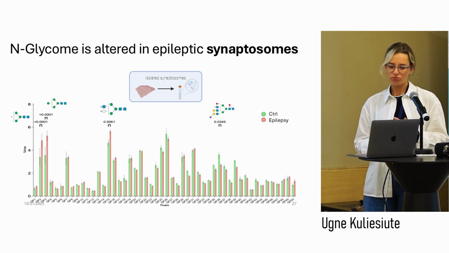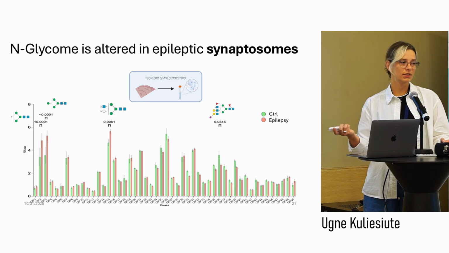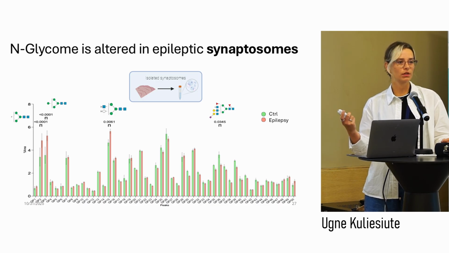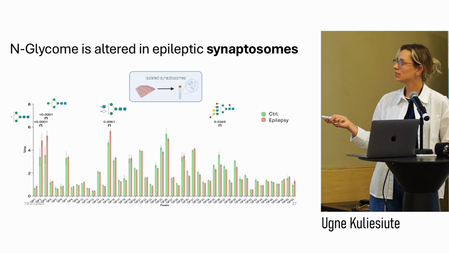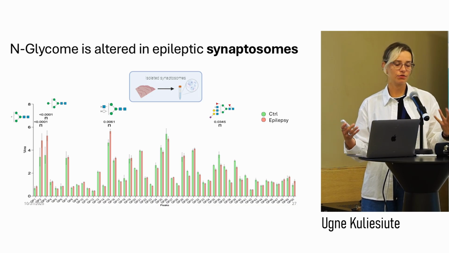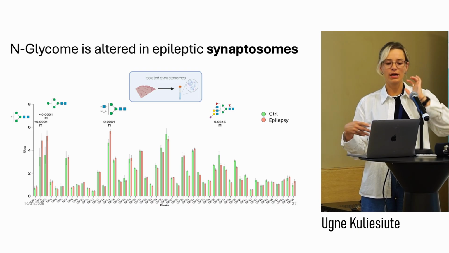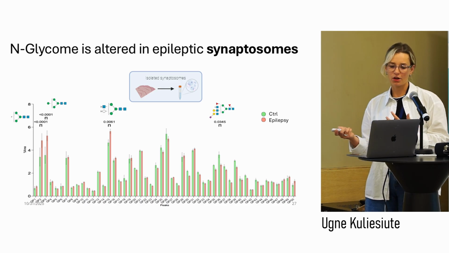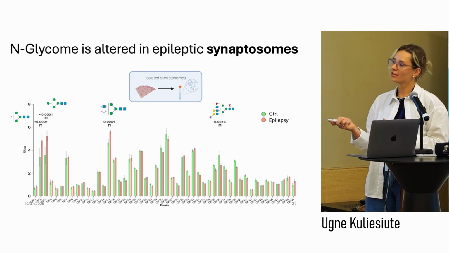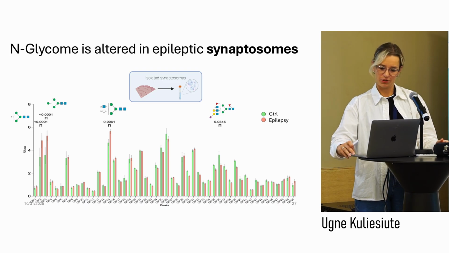So by looking at the chromatogram, we already noted that the N-glycome of synaptosomes is completely different from the N-glycome of the brain tissue, because simply the peak number is different and the overview is completely different. So that's one huge difference. And also, while the analysis is still ongoing, we can already see the post-mannose glycans increasing in epilepsy, and once again, more differences will be found soon. I'm pretty sure of that.